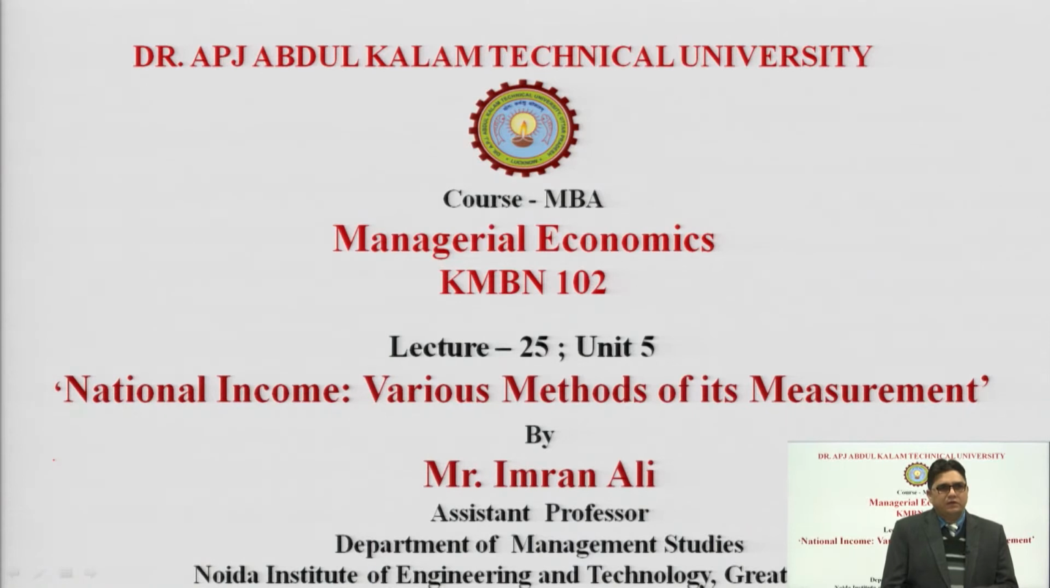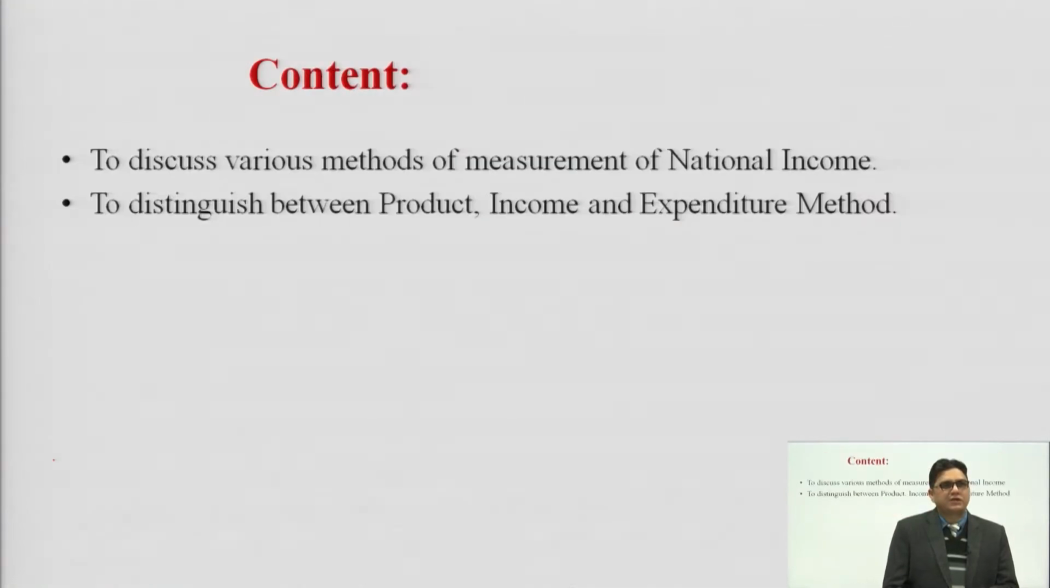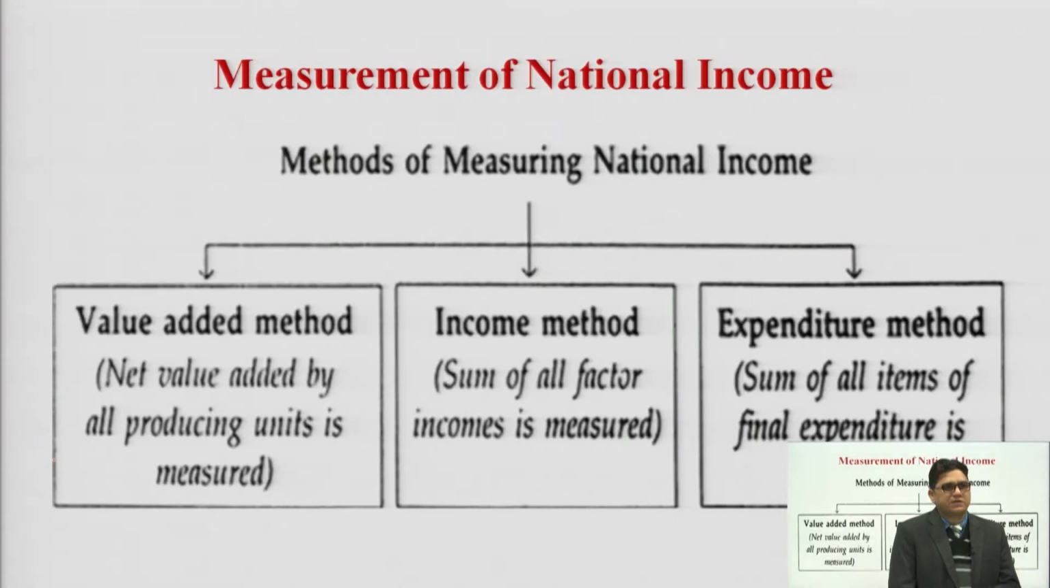Today, we are going to discuss the measurement of national income and the different methods to calculate it. Broadly, there are three methods to calculate national income. First is the product method, broadly also called the value added method. Next is the income method, and next is the expenditure method.